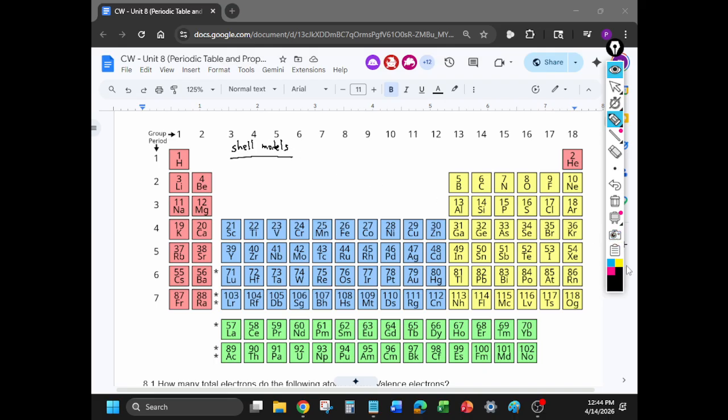Okay, let's start easy. Let's start with helium right here. We're going to be drawing helium. Now helium, if you notice, is in the 1st row. So how many shells does it have? 1. So to draw helium, we're going to write the symbol, He, and then we're going to draw 1 shell around it. If we look at helium, how many electrons does it have? 2, yeah, the number on top of the box is 2. So we're just going to put 2 electrons in that shell. And that's it. That's how you draw the shell model for helium.